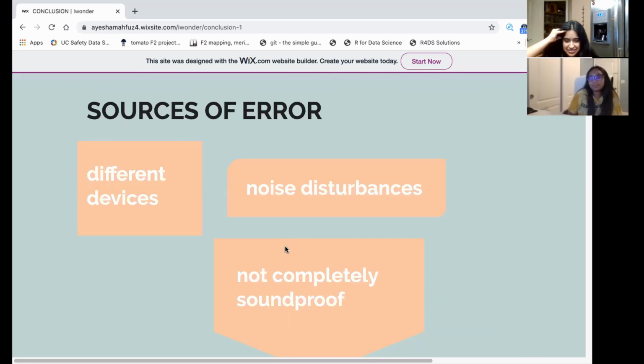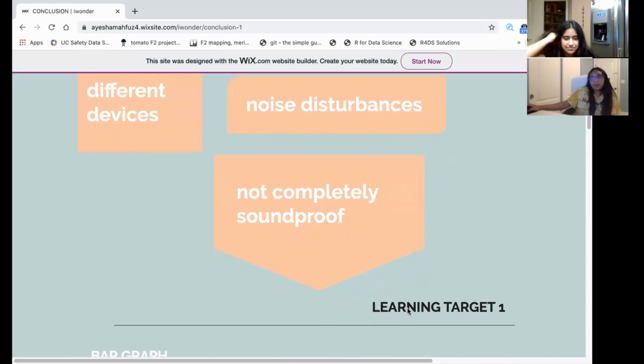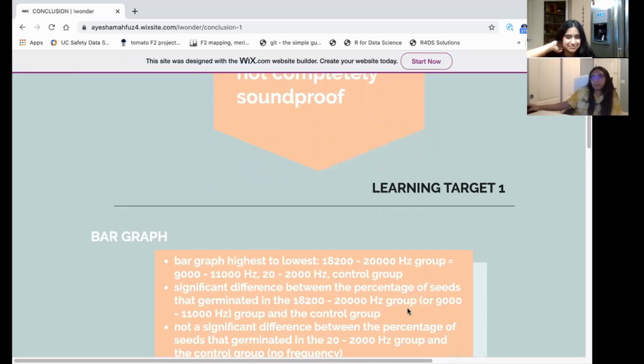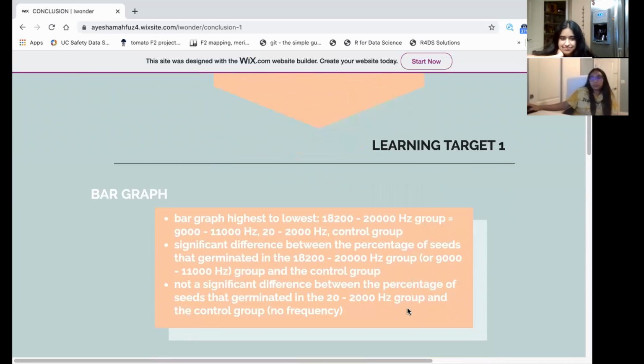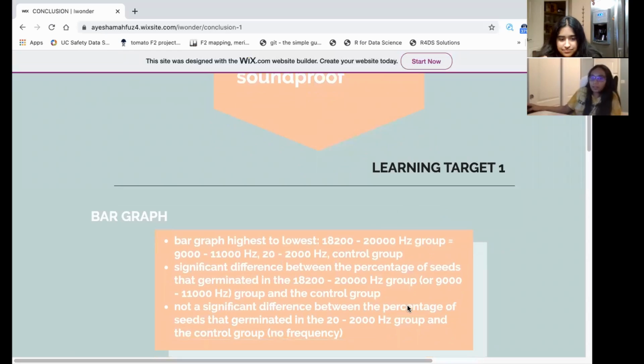And then also the blankets, we did use them for soundproofing, but like Aisha said, we weren't rich enough to buy actual soundproofing box material. So that could have been a source of error since the sound could have gone other places. Okay, so now we're going to get into our learning targets. The first learning target, which was how does frequency affect bean germination, we collected 2 different kinds of data to test this.